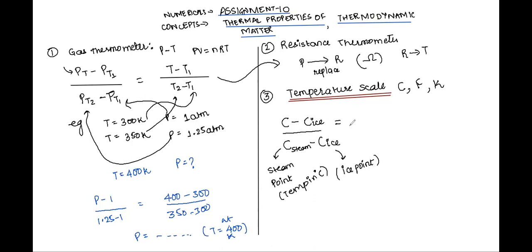And on a similar note, you will have F minus, you must have guessed it, ice point upon steam point in Fahrenheit minus ice point in Fahrenheit. Similarly, temperature in Kelvin minus ice point in Kelvin, whole by steam point in Kelvin minus ice point in Kelvin. So this is how different temperature scales are related.